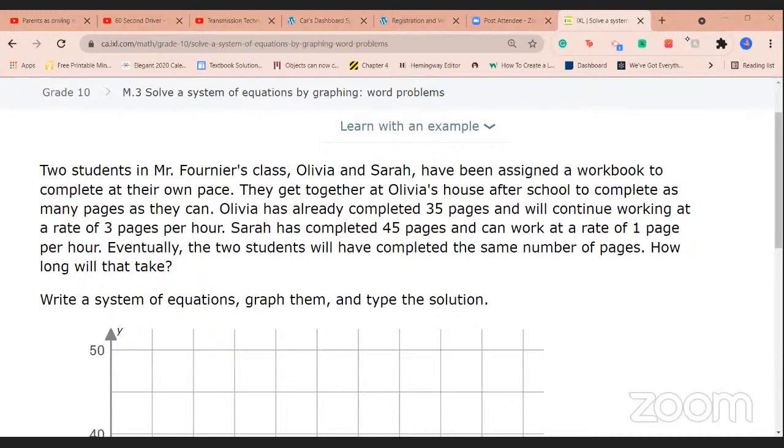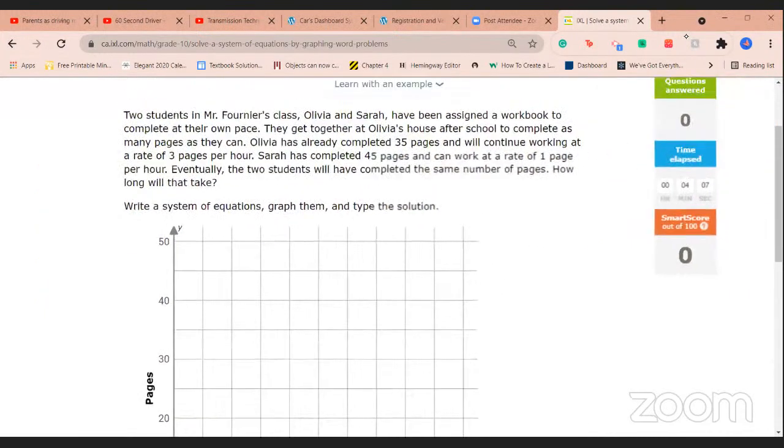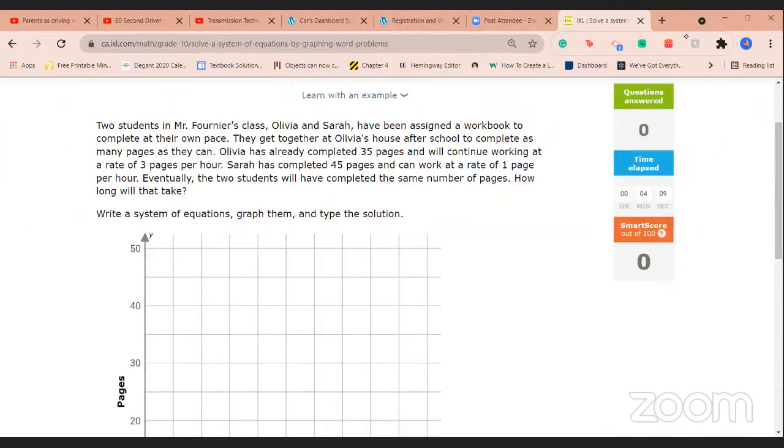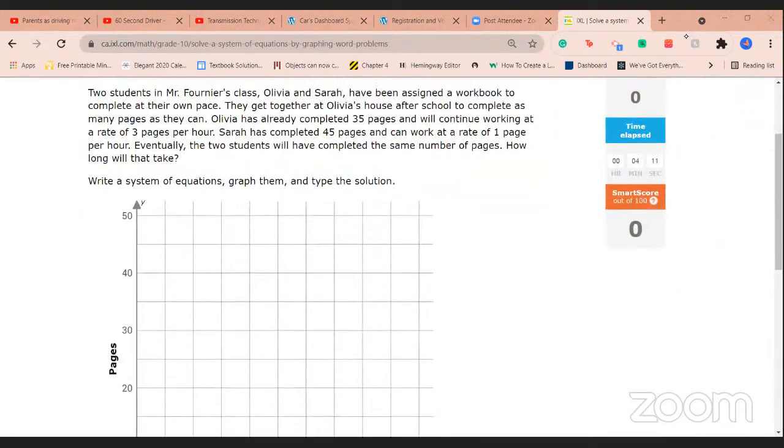Okay, good. So let's start by making our two equations. The best way to set that up, one second, we zoom out a little bit so we can see. Okay, so let me annotate. Here we have two people, Olivia and Sarah, and they've been assigned a workbook to complete at their own pace.